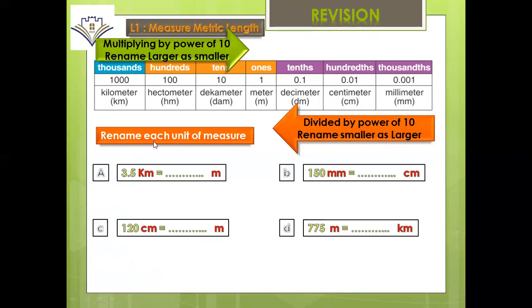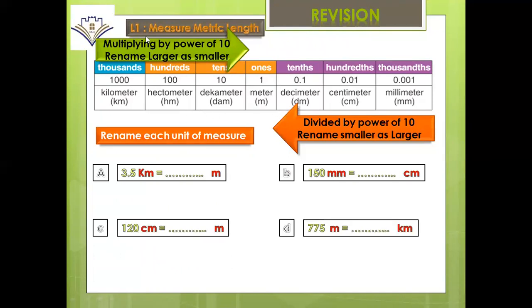Then rename each unit of measure. Letter A, 3.5 kilometer equals dots meter. Are we renaming from a larger unit as smaller, or from a smaller unit as larger? Kilometer and meter. Kilometer is larger, so we need to rename larger as smaller. Where is the kilometer here? Yes, here is the kilometer.